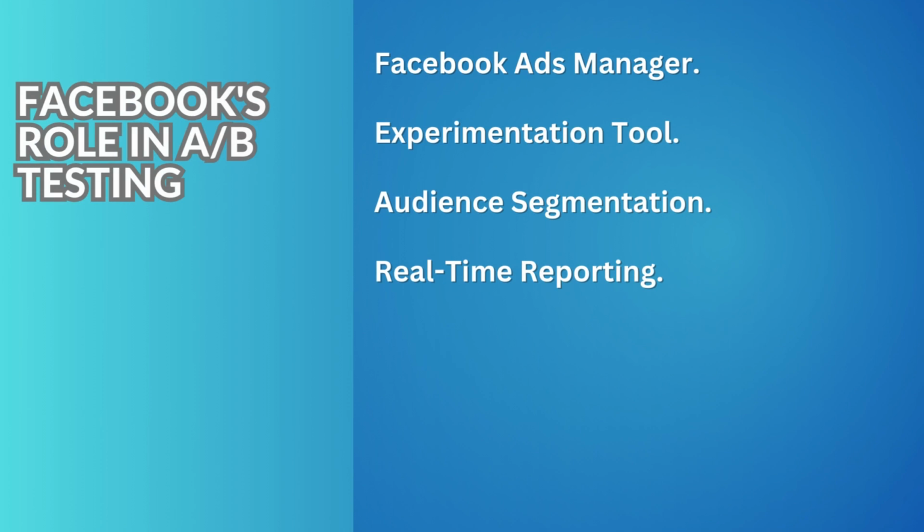Section 2. Facebook's role in A/B testing. Facebook offers a robust platform for A/B testing, providing various tools and features to streamline the testing process and gather valuable insights. Facebook Ads Manager. Utilize Facebook Ads Manager to create and manage multiple ad variations, set up test groups, and track key performance indicators, KPIs. Experimentation Tool. Leverage Facebook's built-in experimentation tool to conduct A/B tests on ad creatives, landing pages, and other marketing elements.